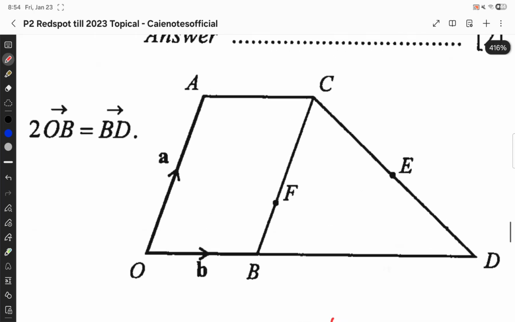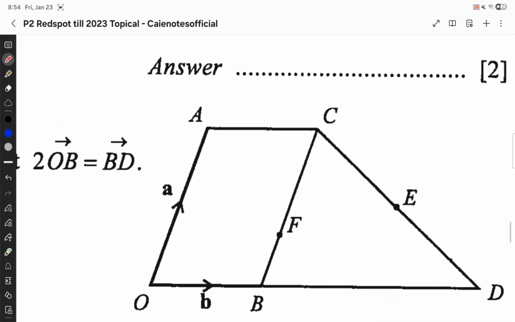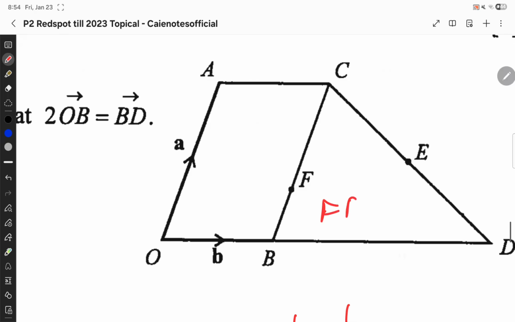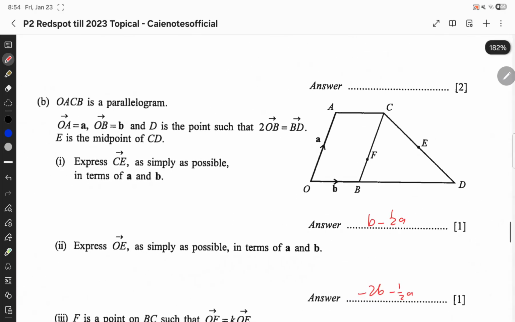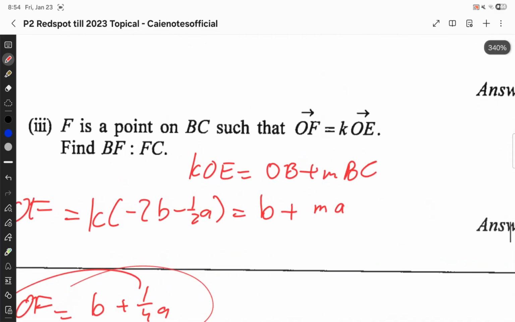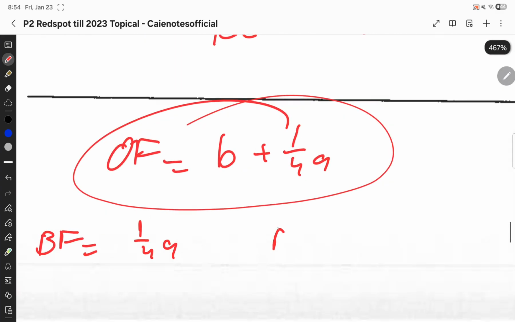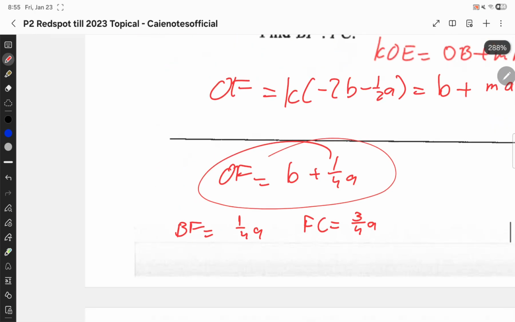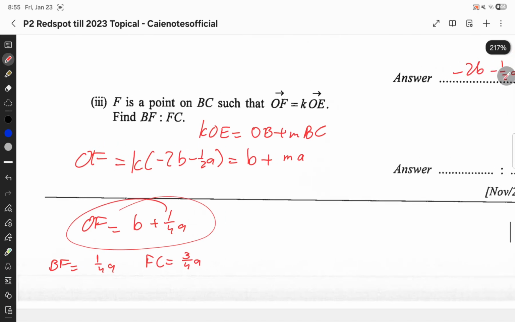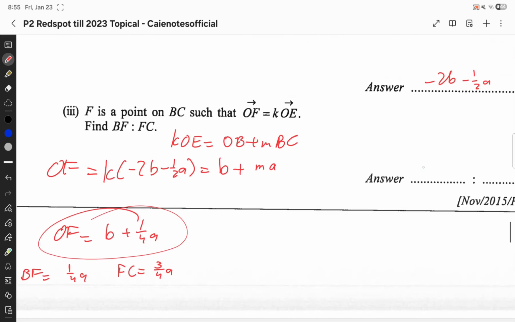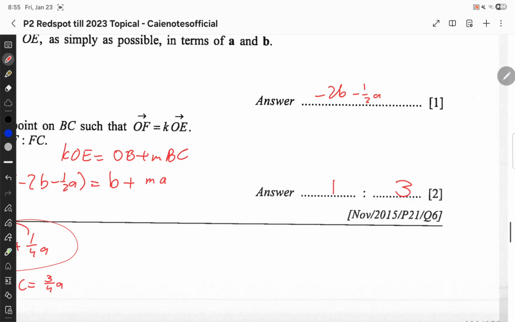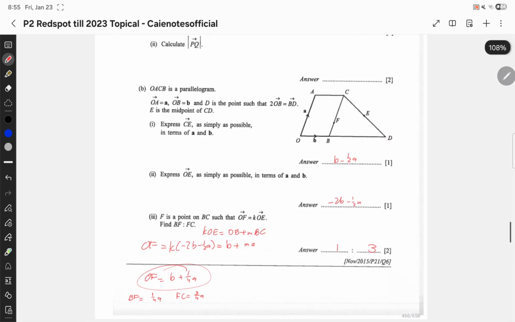Next, we need to find FC. How do you find FC? Well, we can just do FB plus BC. FB we found, and BC we also know is a. So FC will be 3 over 4 a. Nice. And so we can then find BF to FC, which is 1 to 3. Done. That's our answer. Very simple.